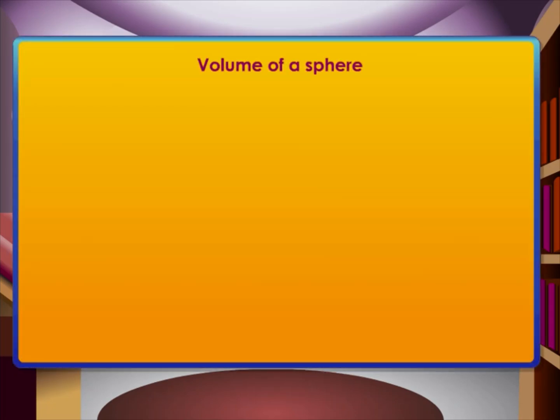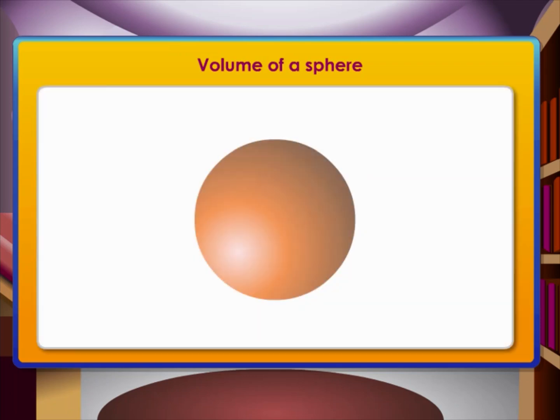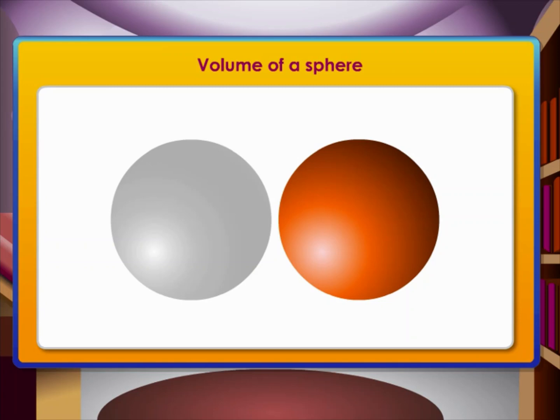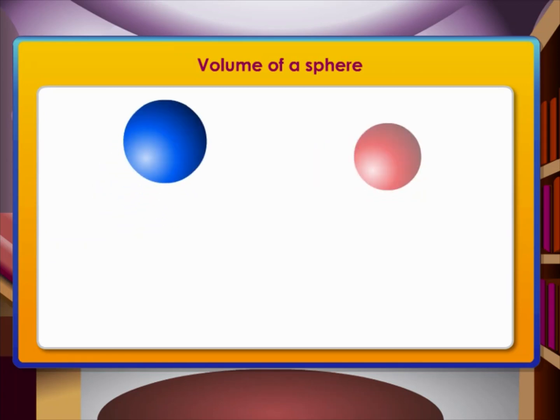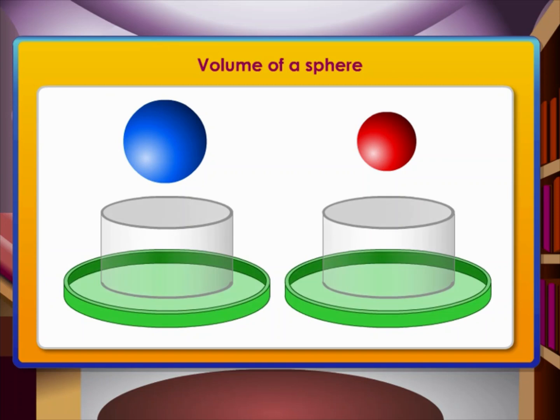Next, we learn about the volume of the sphere. What do you mean by the volume of the sphere? The space occupied by the sphere in space is the volume of the sphere. In order to understand the concept of volume better, let's perform an experiment involving 2 balls of different radii. Here are 2 containers of the same size filled with water to the brim.